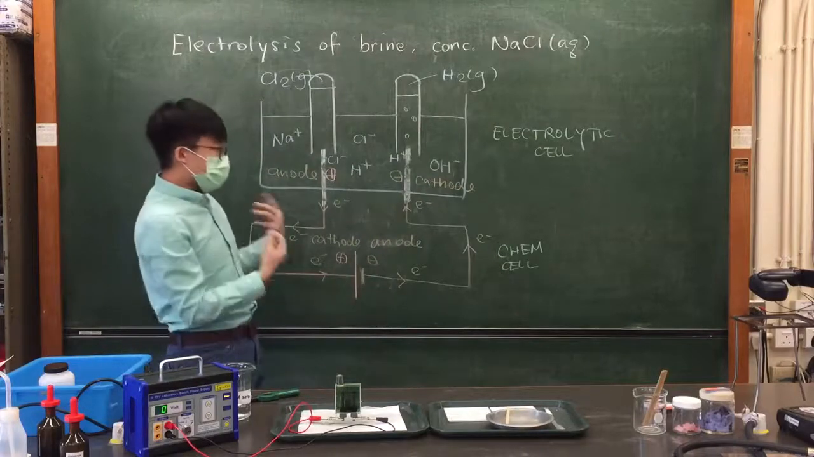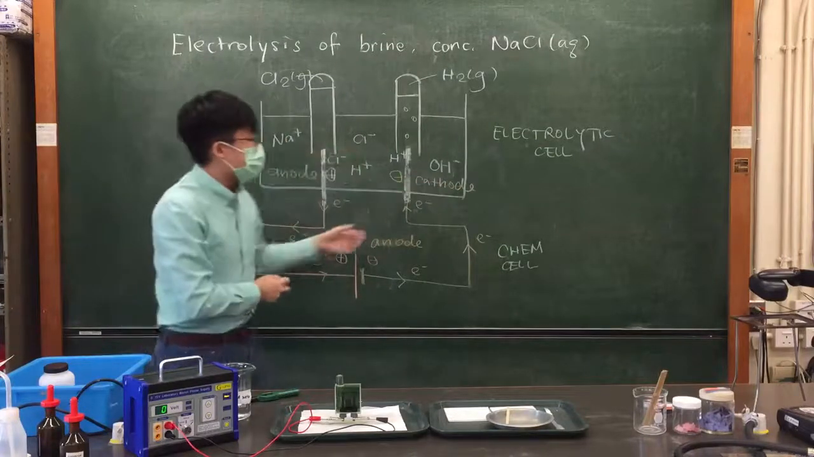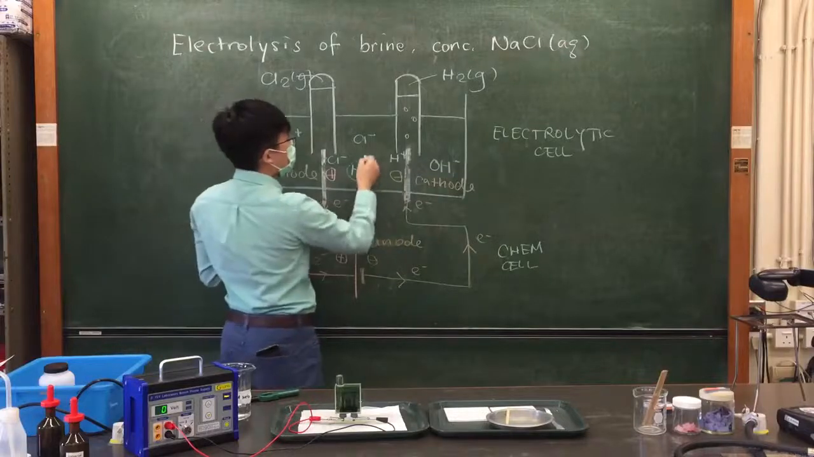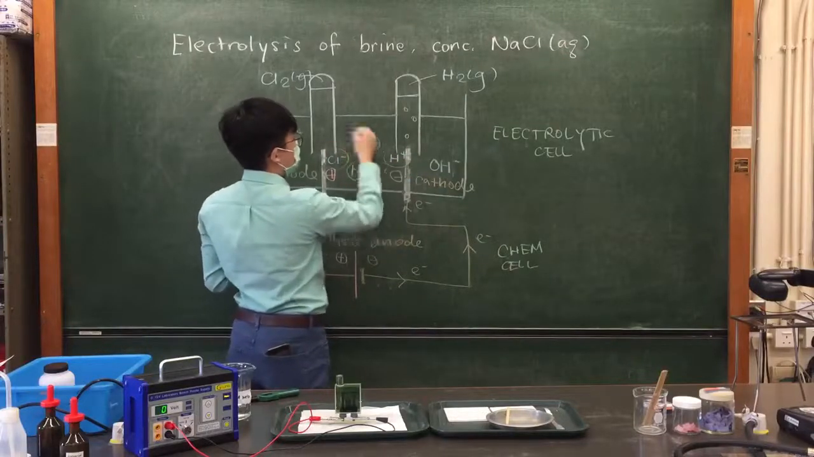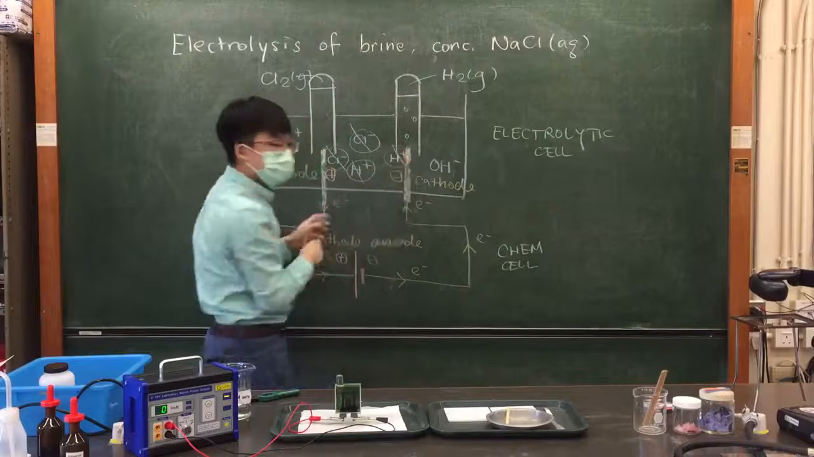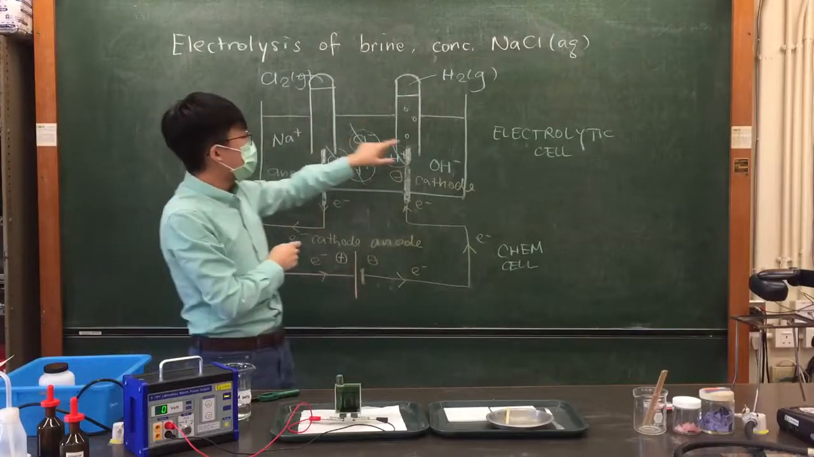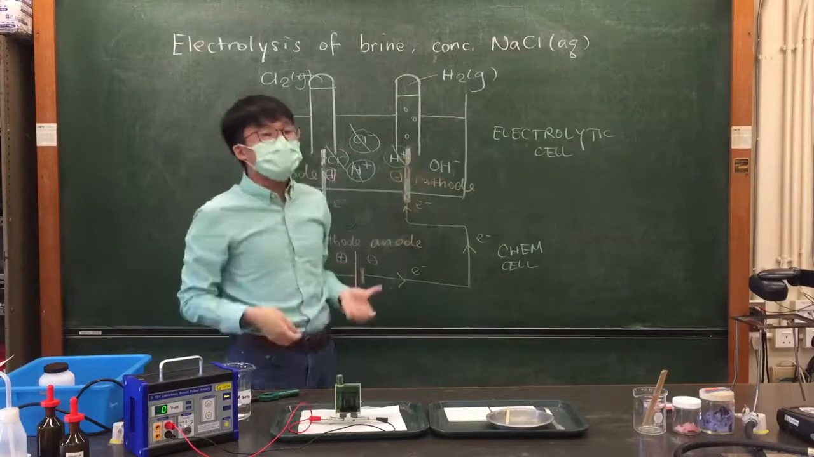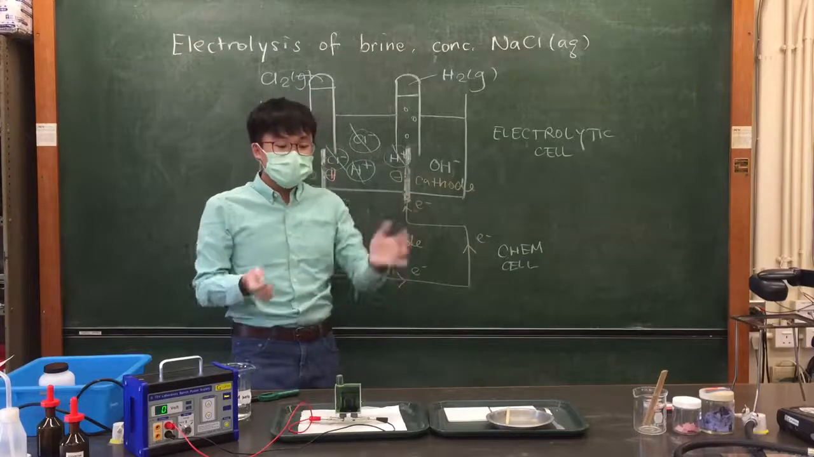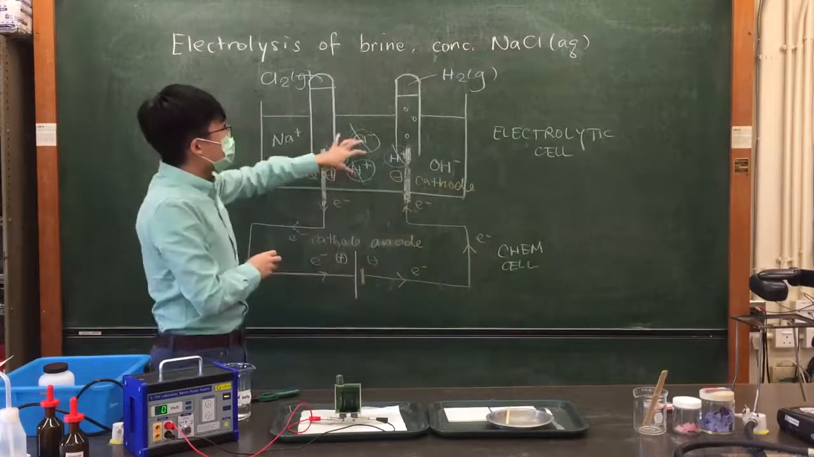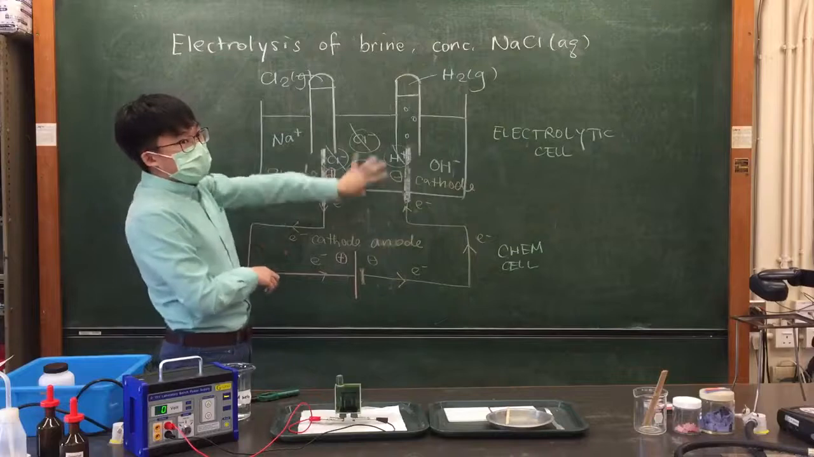And what is left behind? When the hydrogen ions and the chloride ions have been consumed, the solution left behind should be sodium hydroxide, which is alkaline in nature. And let's check today whether the experimental results match the theory.